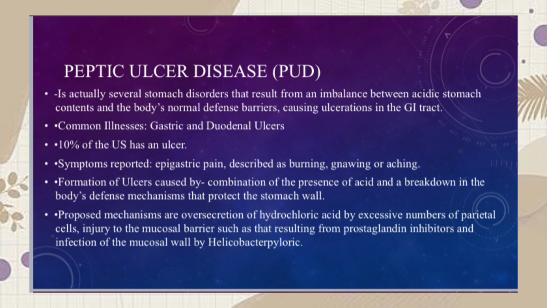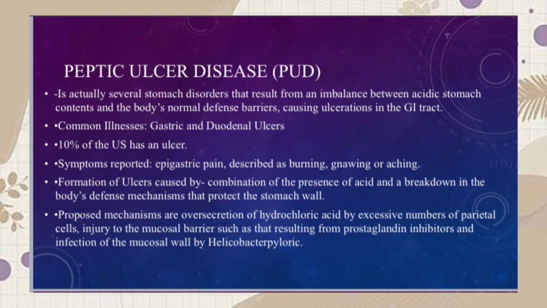Proposed mechanisms are oversecretion of hydrochloric acid by excessive numbers of parietal cells, injury to the mucosal barrier, such as that resulting from prostaglandin inhibitors, including aspirin, and infection of the mucosal wall by Helicobacter pylori. It had been thought that no bacterium could survive in the highly acidic environment of the stomach. However, Helicobacter pylori was first isolated from patients with gastritis in 1983.